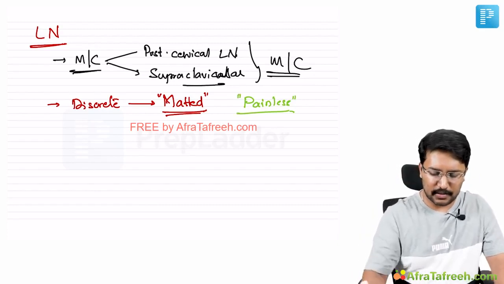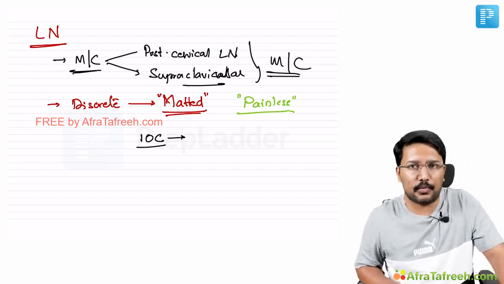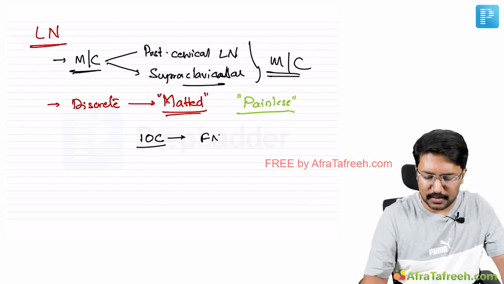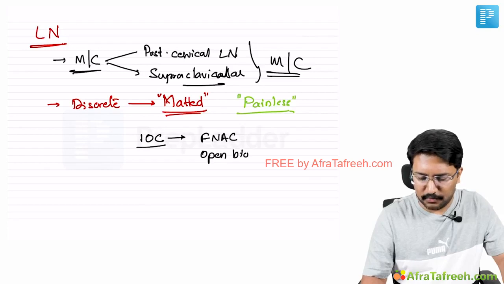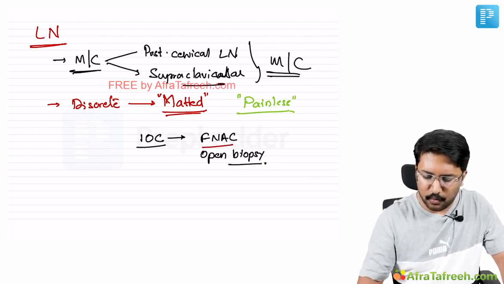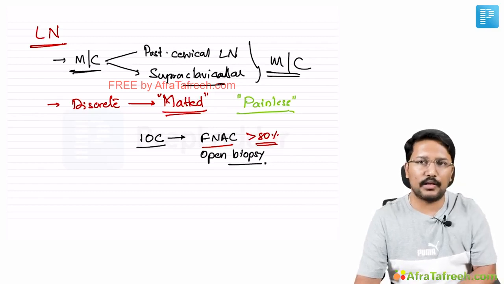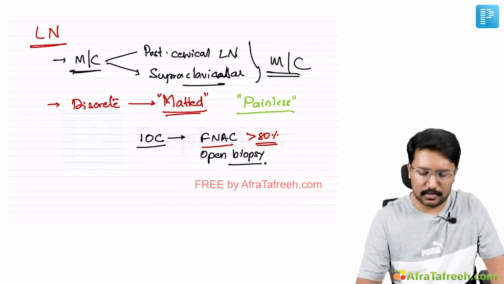Now MCQ-wise, they might ask you, what is the investigation of choice for confirmation of diagnosis of tubercular lymphadenopathy? Obviously, it has to be a microbiological study. So you can either consider FNAC or open biopsy. FNAC may be adequate for the diagnosis of lymph node tuberculosis. In more than 80% of the cases, it will be diagnostic. In some cases where the confusion still prevails, you can go with the open biopsy. So the starting point is usually FNAC, right?